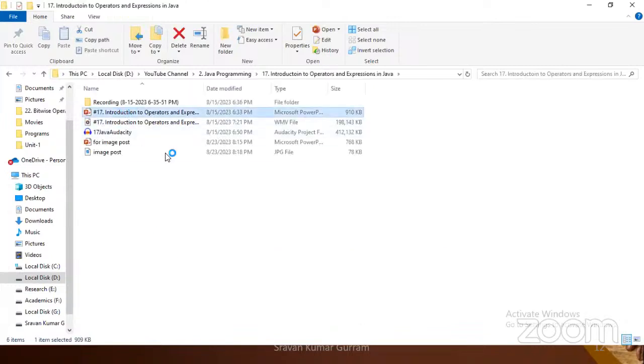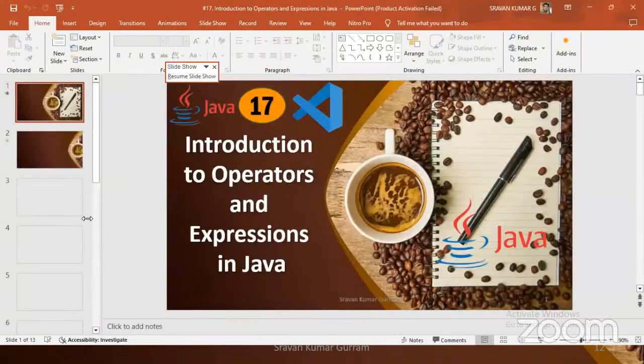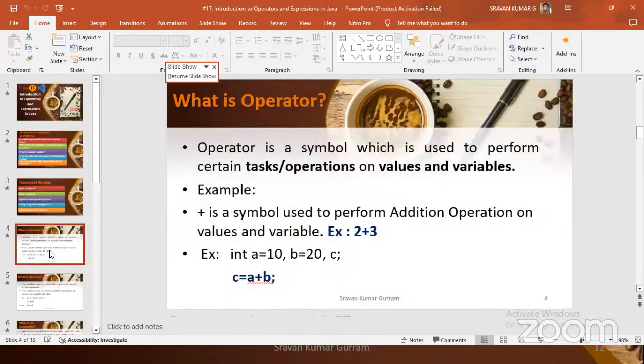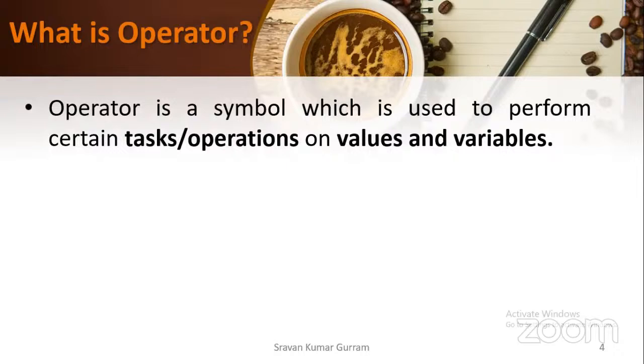Next topic is operators. Let me tell you a few important points regarding operators. First, let us try to understand what an operator is. An operator is a symbol which is used to perform any particular task or operations on values or variables, or you can say operands. Simply, an operator is a symbol which is used to perform some action. That is an operator.